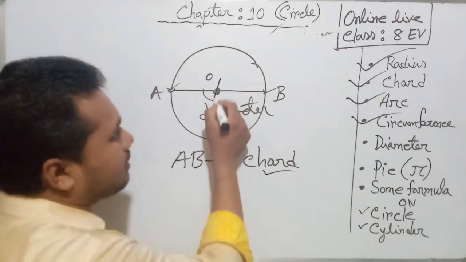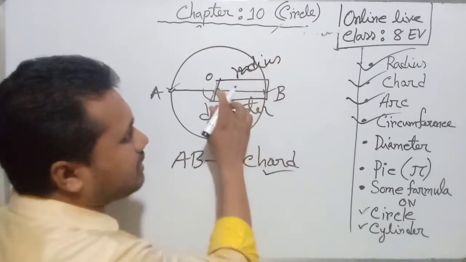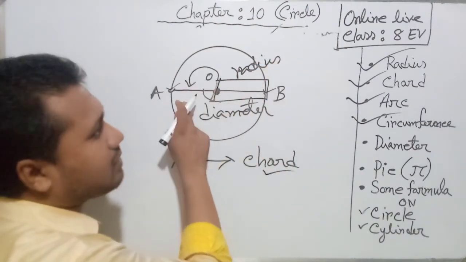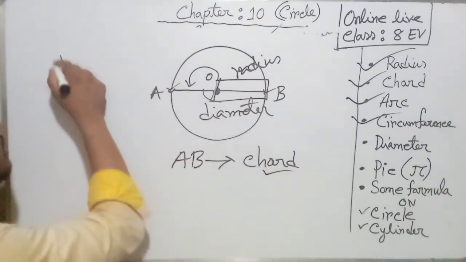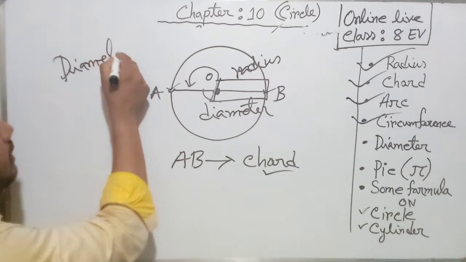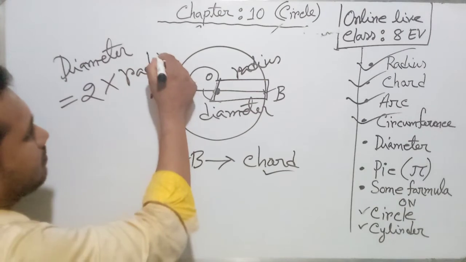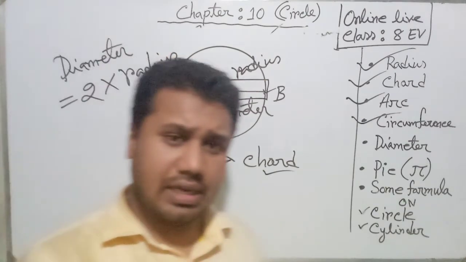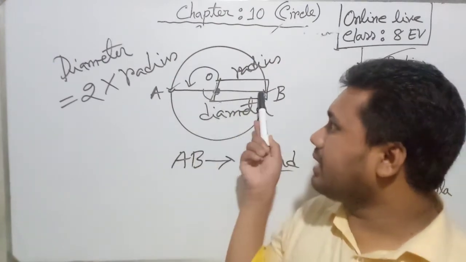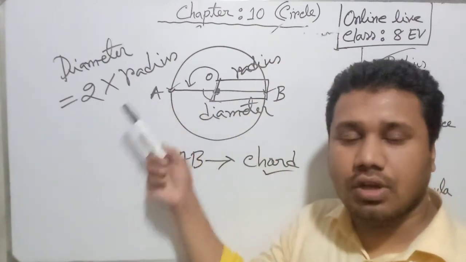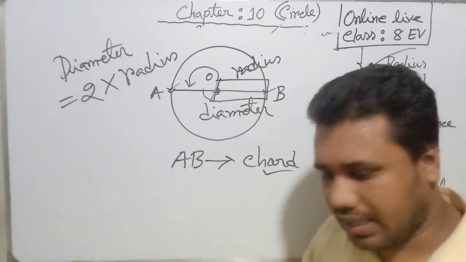And look dear students, this part is our radius, this is our radius, and this is also our radius. So we can say any diameter is 2 times the radius. So diameter equals 2 times radius. This is another formula. Diameter is 2 times the radius, or conversely, radius is half of the diameter. Clear? Okay dear students.